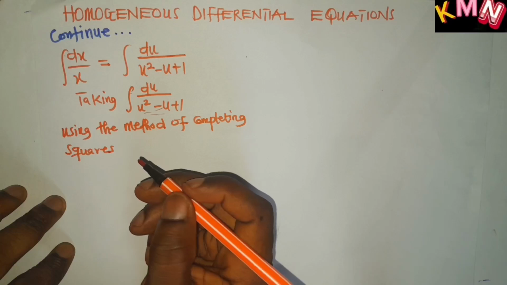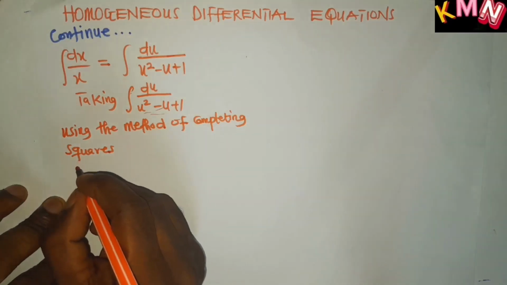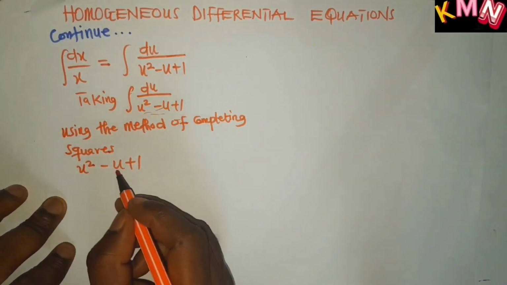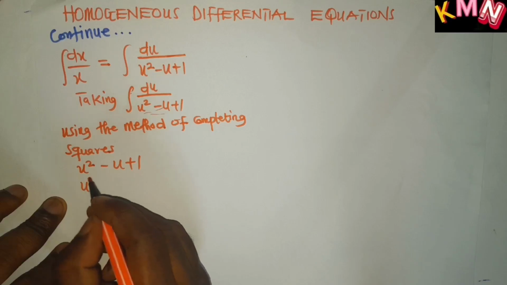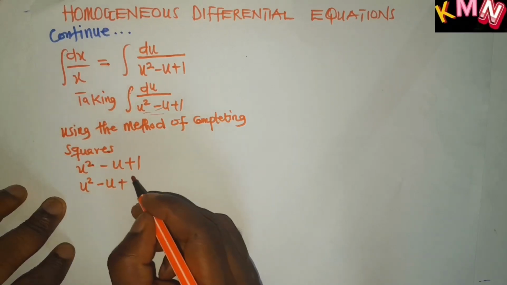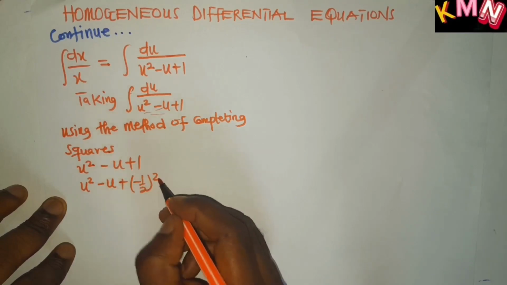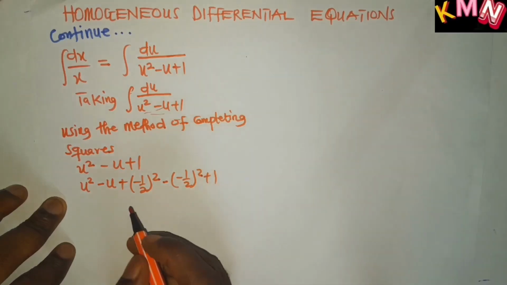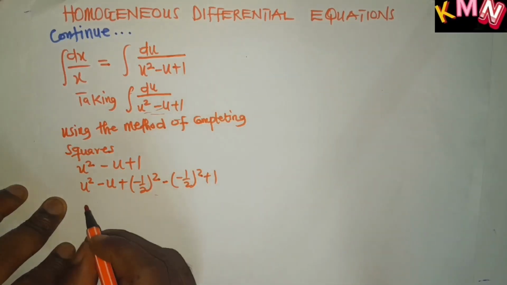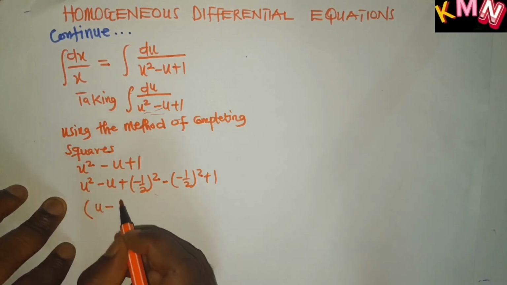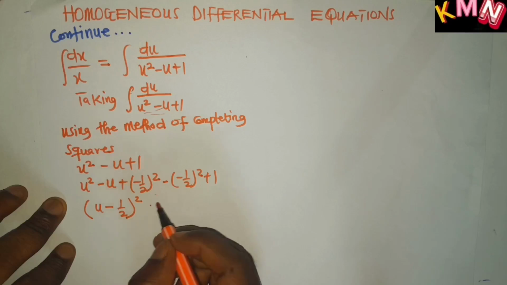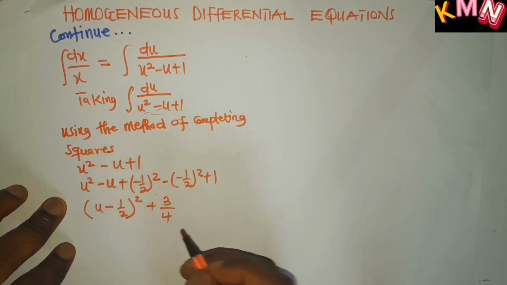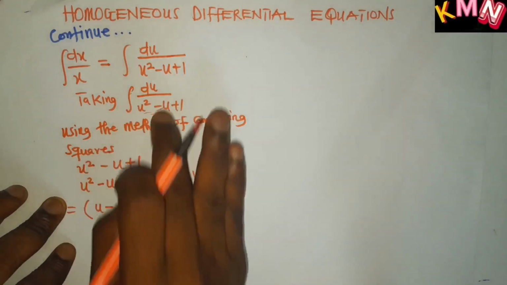Using the method of completing squares, taking the denominator, we have u squared minus u plus 1. And you know from that we need to find half of the coefficient of this, and then we add the half of that squared, then subtract the same half of that squared. When you consider these three terms, it will lead us to have u minus half squared. Then simplifying the whole of this, we are getting 3 on 4. So let's take this to replace what we have here.